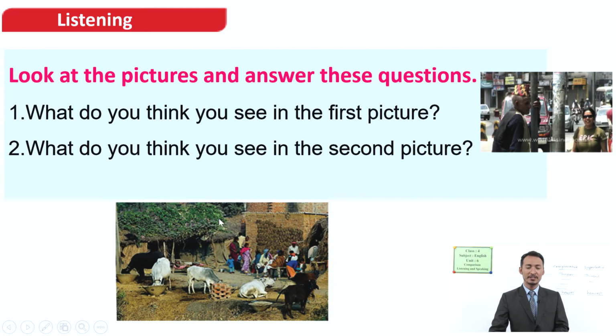Another question is, what do you think you see in the second picture? Let's see this picture. Here in this picture, I'll explain it. Here are the cows, buffaloes, and their babies, and the people here. Okay, so they are in their house, and there is some trees here. So which place is it in this second picture? Is it a city life or is it a village life?